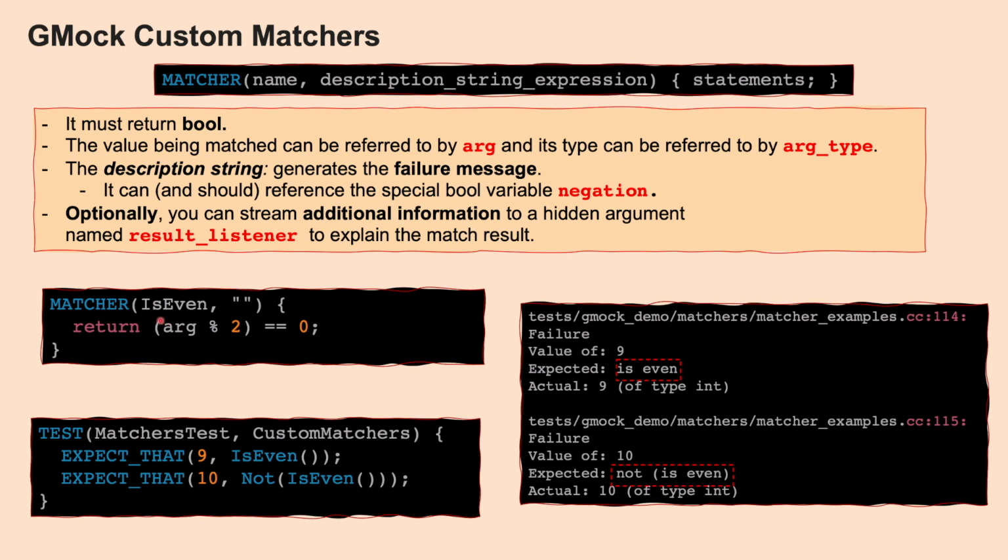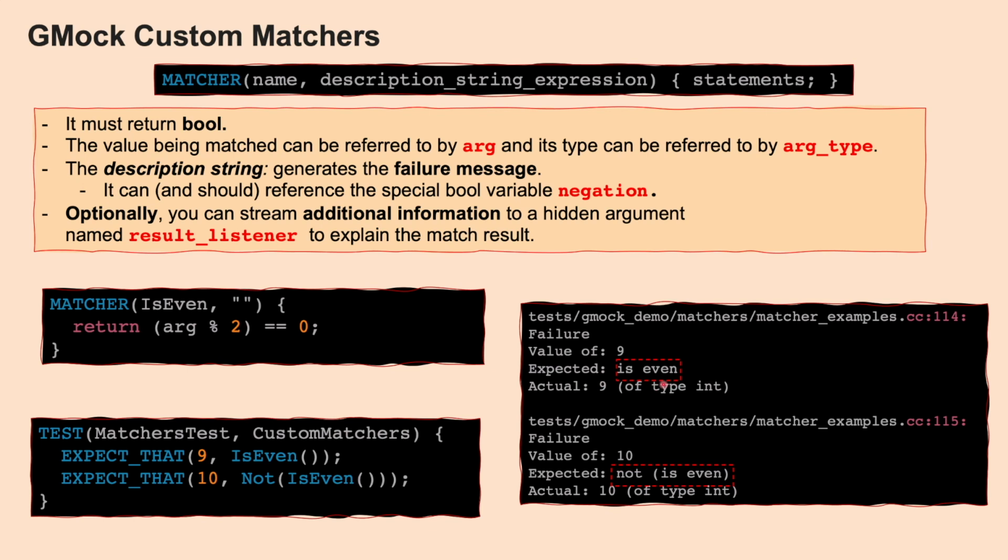So if I define is even like this, then I can say expect that 9 is even. What would happen is that 9 would be passed to our matcher, and in other words, arg would have the value of 9. And similarly, I can chain this with not, and I can say expect that 10 is not even. Now, if you look at the report, obviously this check will fail, and you would see that the output in the report mentions that I expected 9 to be is even, but its actual value is 9.